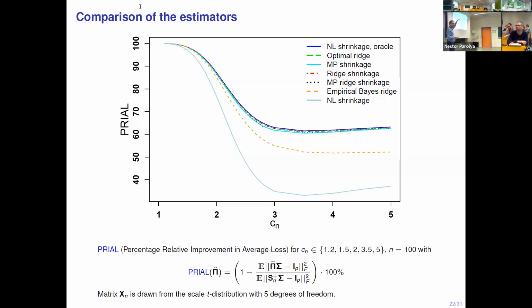Then 100% is sigma to the power minus 1. And if you have Sn plus, then it's 0, right? So it's relative improvement over the Moore-Penrose inverse. Let's call it in this way, right?